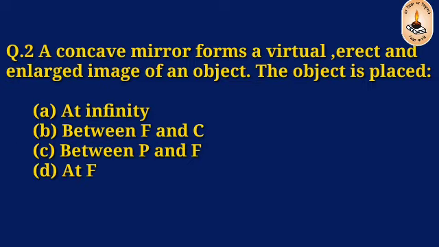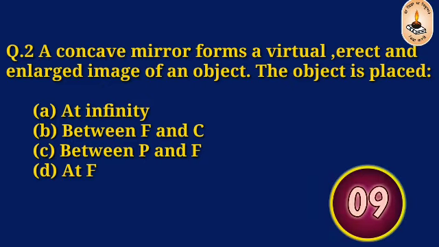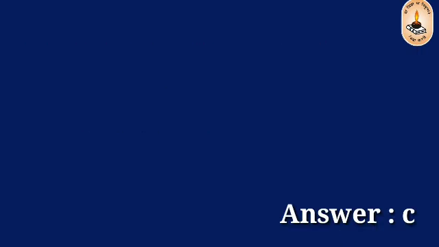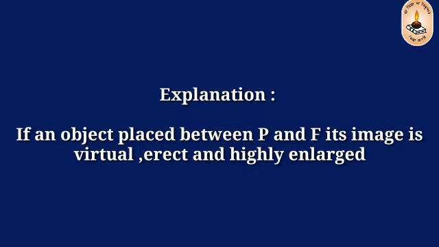Question number 2. A concave mirror forms a virtual, erect and enlarged image of an object. The object is placed at infinity, between F and C, between P and F, at F. The right answer is C, between P and F. Explanation: if an object is placed between P and F, its image is virtual, erect and highly enlarged.